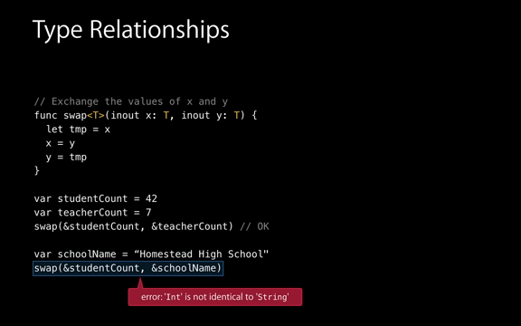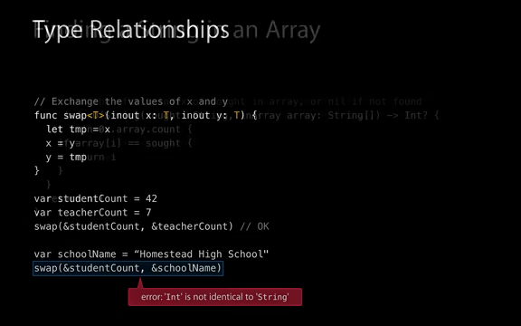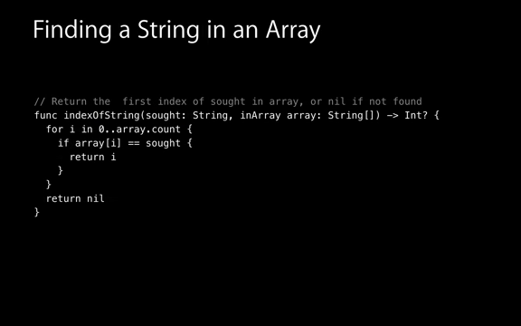Okay, let's look at a more interesting example. Here's a simple function that takes an array of strings, iterates through the indices in the array, looking for an index where there's a string that matches the one that you passed. And if it finds it, it returns the index. Otherwise, it returns nil. Right? It's returning an optional.